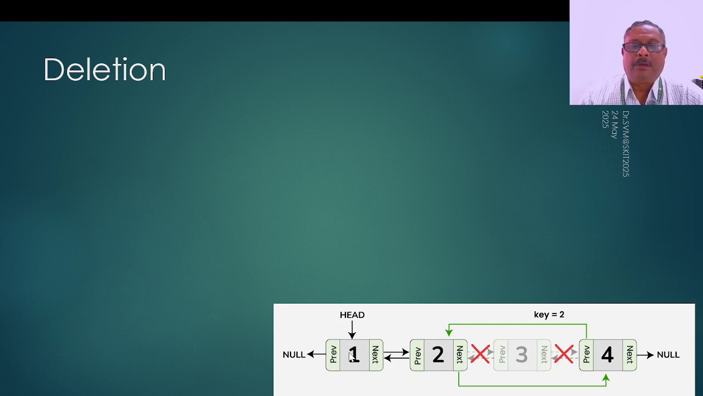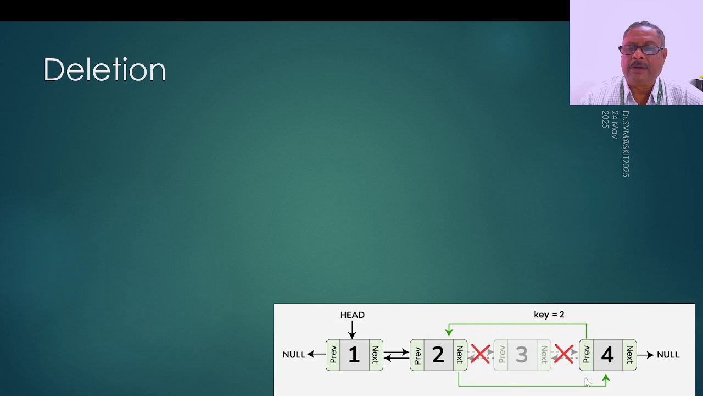So the logic is we start from the head, we start moving forward till we reach the key element. So at the first node we check, is the key 2? No, then we go to the next one. Is the key 2? Yes, we got it. So this will be called the current node. Then we go to the next node, call it the node to be deleted. And then what we have to do is the current node's next should be the next of the node to be deleted. So the next of the node to be deleted is this node.